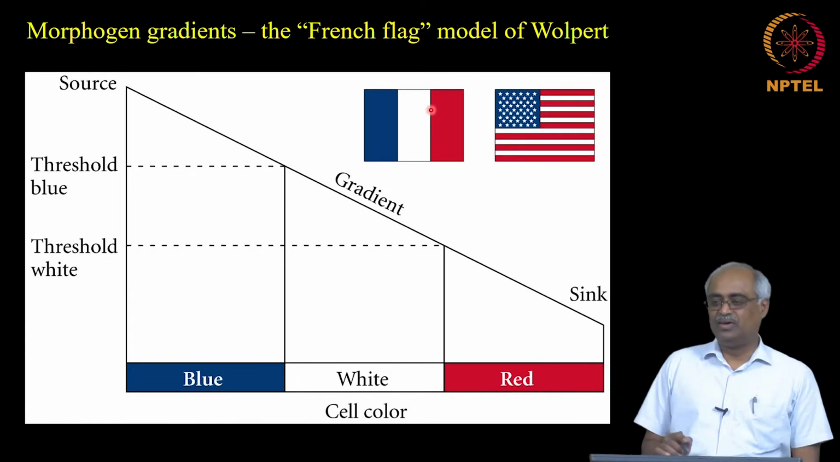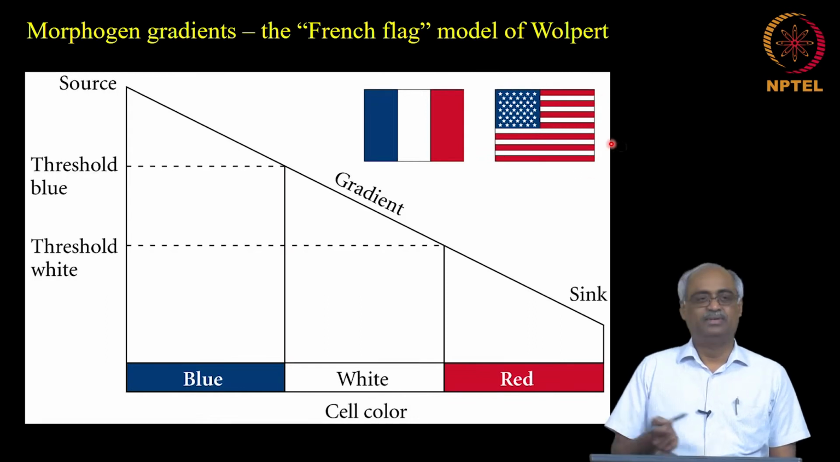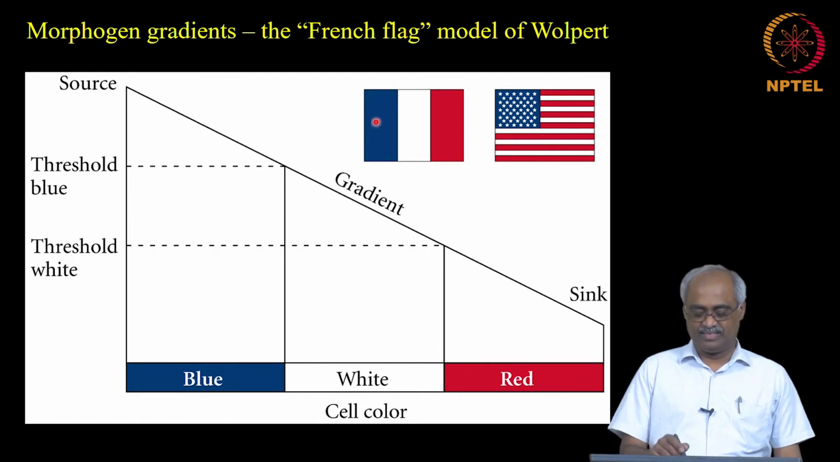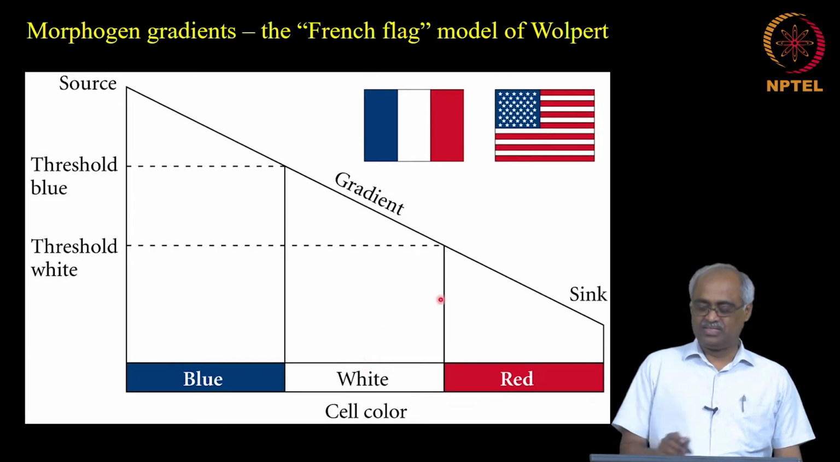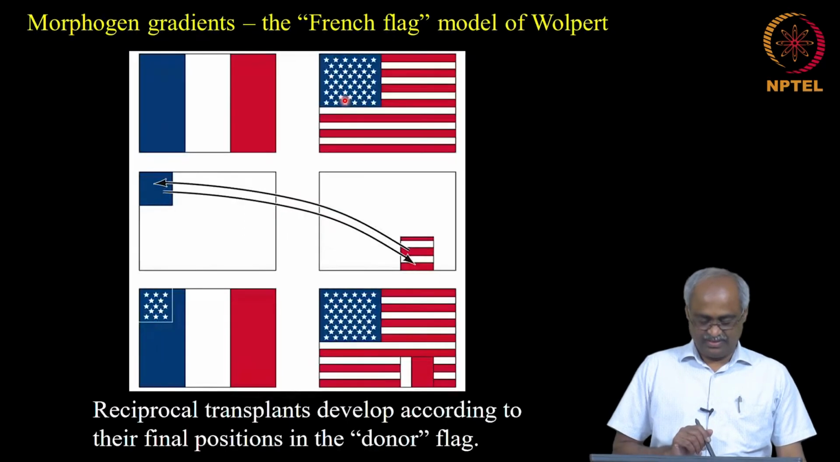Okay. So now we are going to do transplantation with the American flag. So this is the American flag. Now let us see what is going to happen. We are going to take a part of it, let us say this part, and put it here, and then swap. From here also you swap, and the end result is shown here.